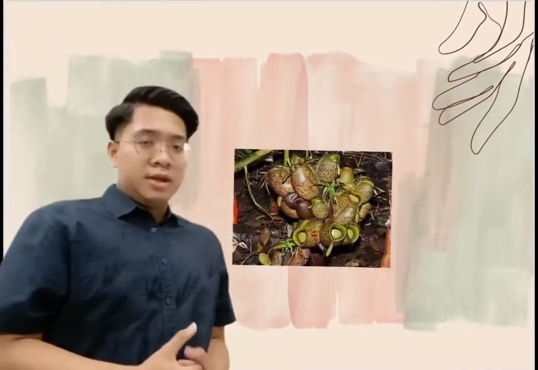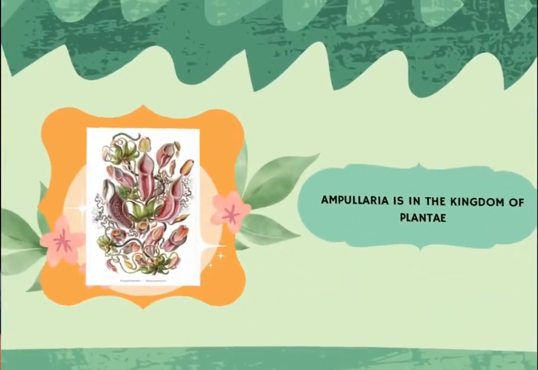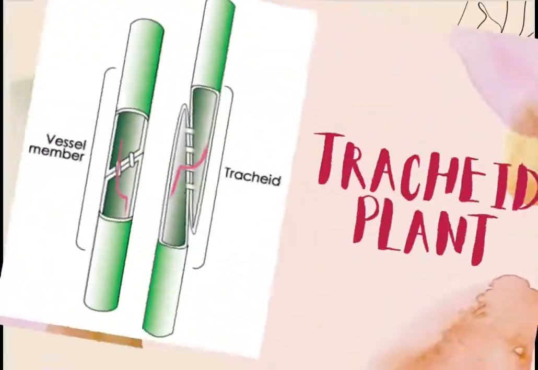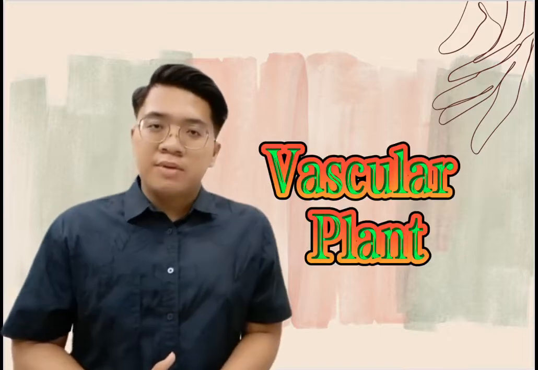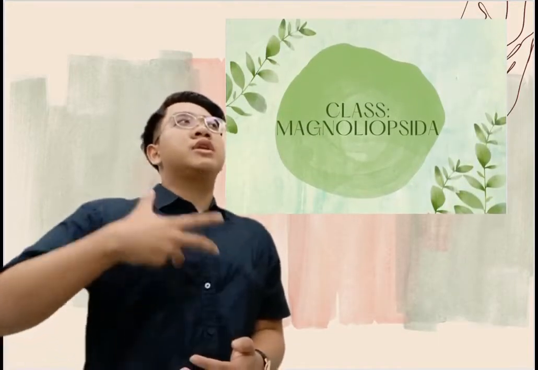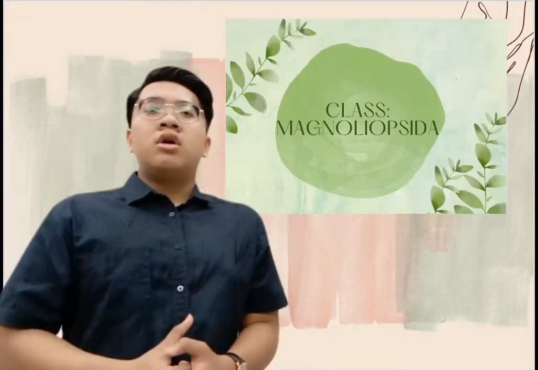Nepenthes ampullaria is a plant, so its kingdom is Plantae. Next, their division is Tracheophyta, which means the trachea plant. It refers to the water conducting cell, or in other words, it is also called a vascular plant. Next, the class of this plant is Magnoliopsida, which is the botanical name for a class of flowering plant or dicotyledon plant.